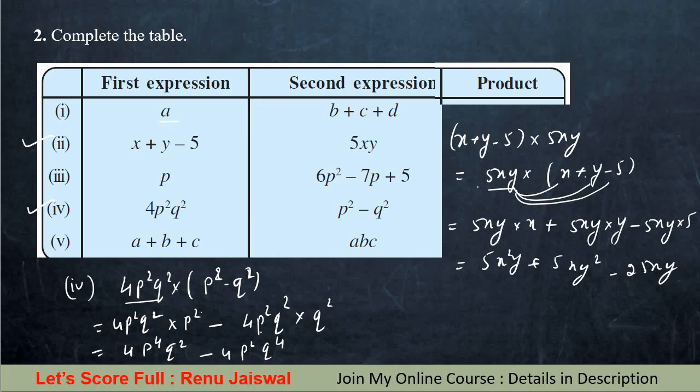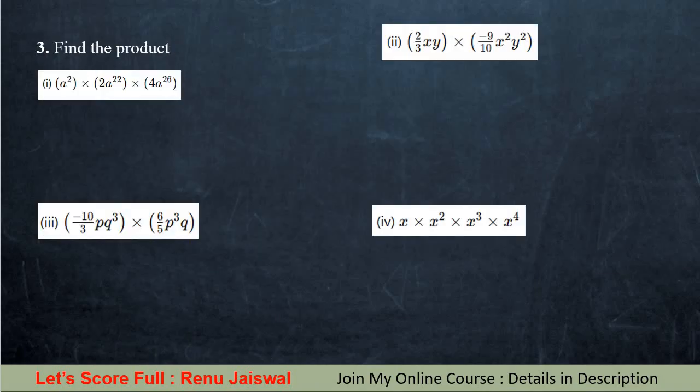By now you are experts, so we can do the next question. It looks different, difficult, but it is not. It is a very simple question. It's 3 monomials we are multiplying. So what is happening? I have a square, I have 2a raised to 22, then I have 4a raised to 26.